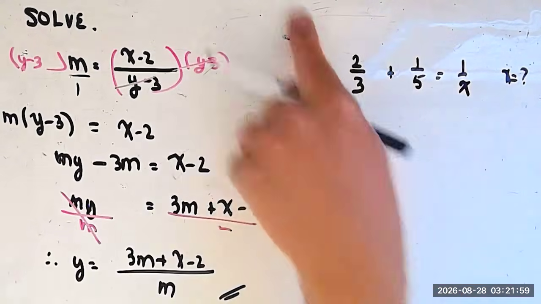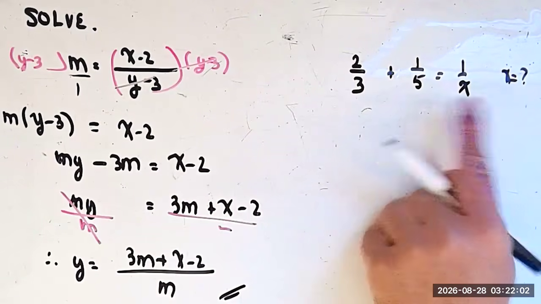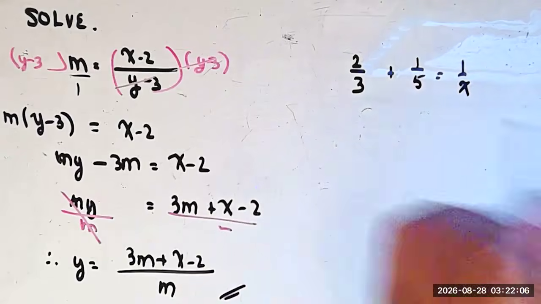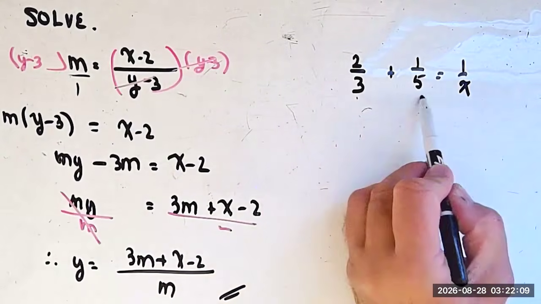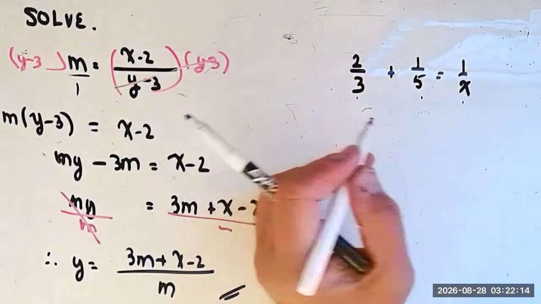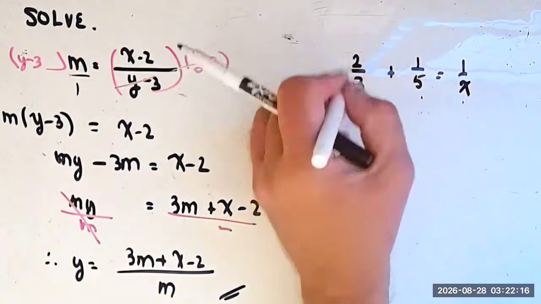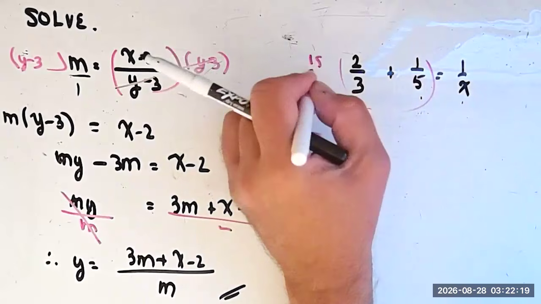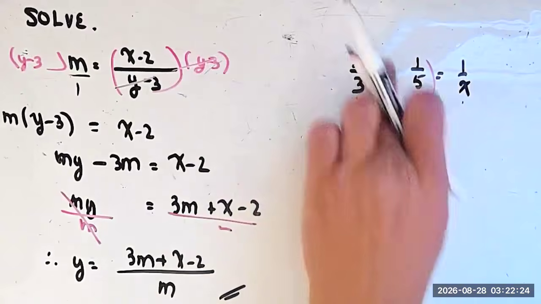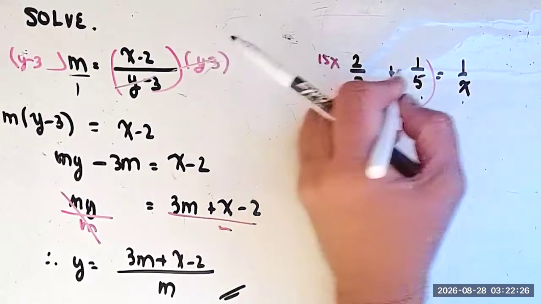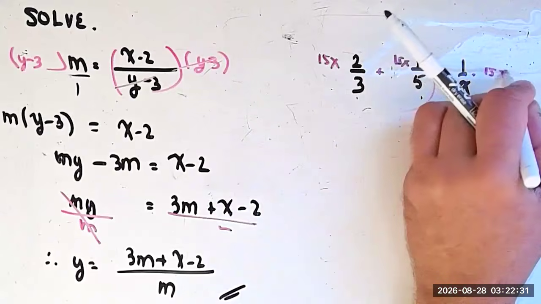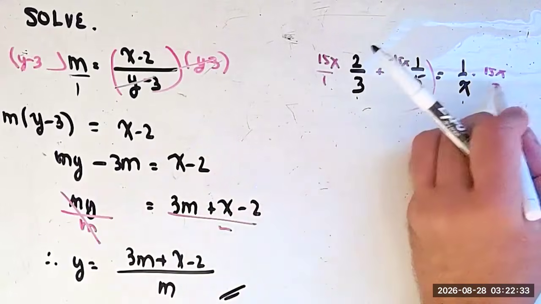Okay, example number 2. 2/3 plus 1/5 equals 1 over x. We need to isolate the x. My least common denominator is going to be 3 times 5 times x. That would be 15x. So I'm going to multiply each term, the left-hand side by 15x, and on the right-hand side as well. So what I'm going to place here: 15x times each term, and this is over 1, of course.